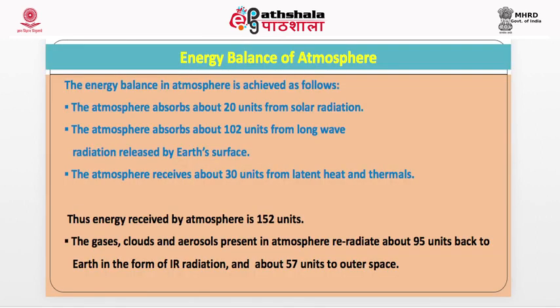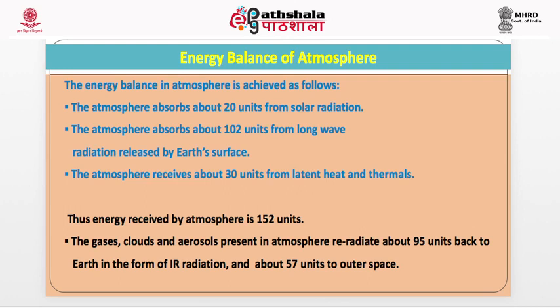Now, energy balance of the atmosphere. How is energy balanced? What is the account of energy? Atmosphere absorbs 20 units from the solar radiation, absorbs 102 units from the long wave radiation released by Earth's surface. Atmosphere receives 30 units from the latent heat and thermals. Thus, energy received by atmosphere is 150 units.